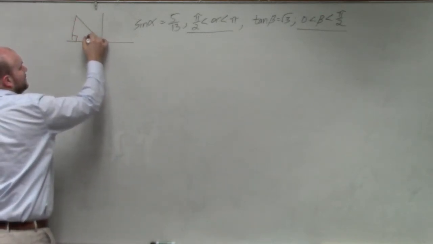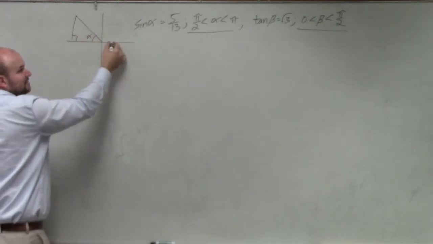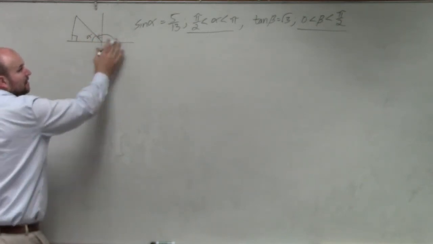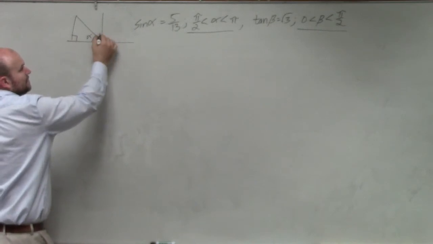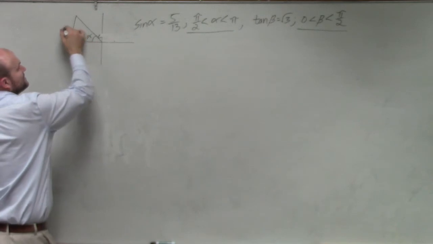Notice how I drew my triangle. So we're going to use the reference angle as my angle, because that's technically my angle right there. Or my angle is in between those two. But we're going to use a reference angle. Just note how I created that angle. And we have sine, which is 5 over 13.